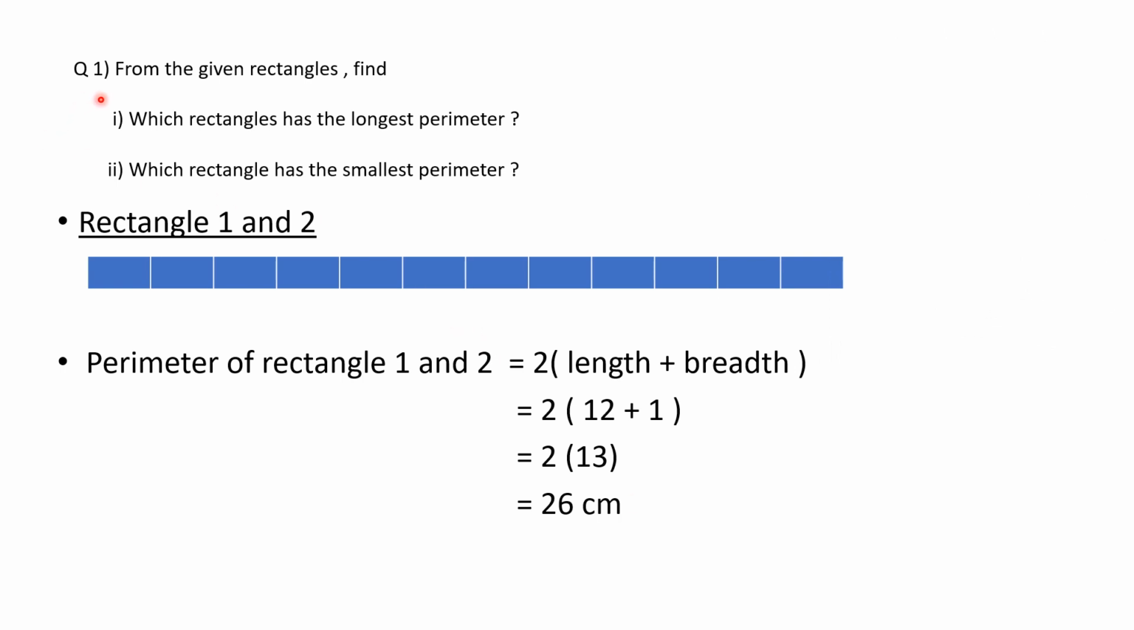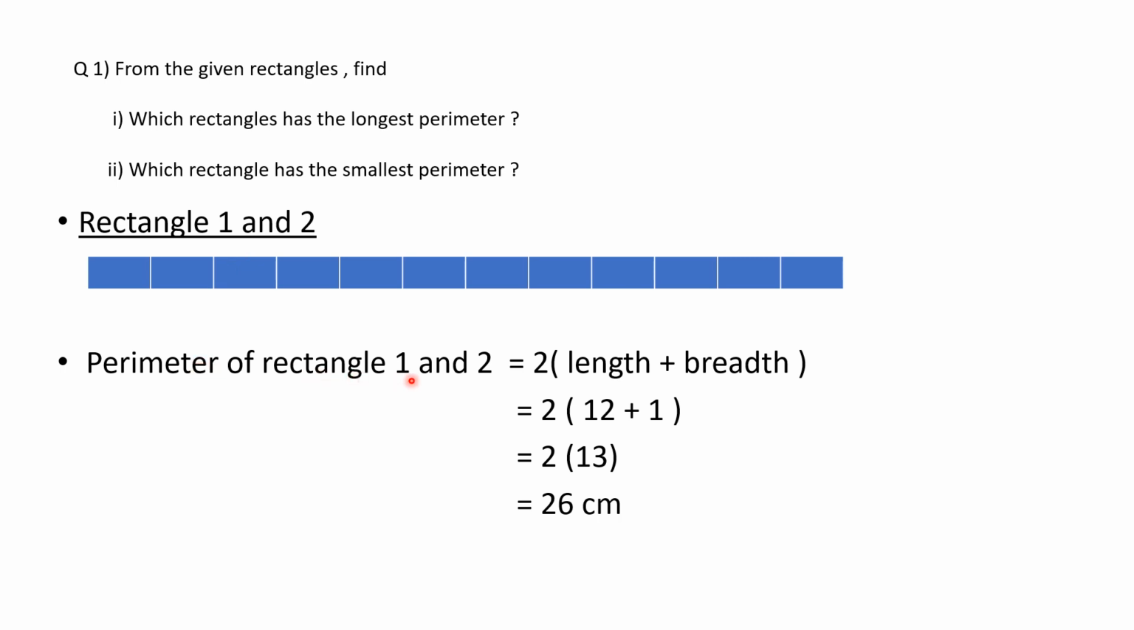Students, you can open your notebook again and you have to write this question like this in the notebook. Question number 1. From the given rectangles, find which rectangle has the longest perimeter and which rectangle has the smallest perimeter. Because we cannot do this sum in the textbook, so let us do in the geometry notebook. Rectangle 1 and 2. I already said rectangle 1 and 2 both look exactly same. So you have to draw this rectangle in the notebook. How many squares we got? 12. So 1, 2, 3, 4, 5, 6, 7, 8, 9, 10, 11, 12. 12 squares.